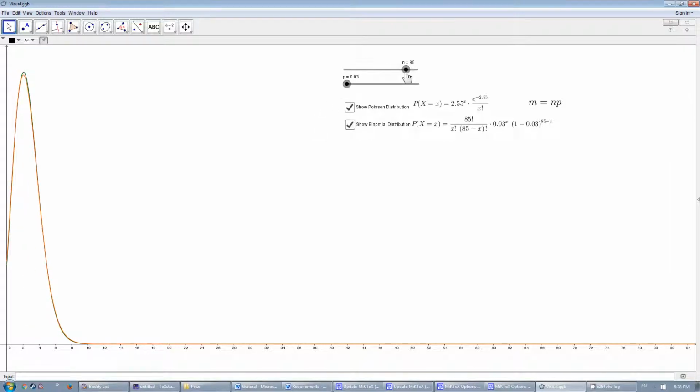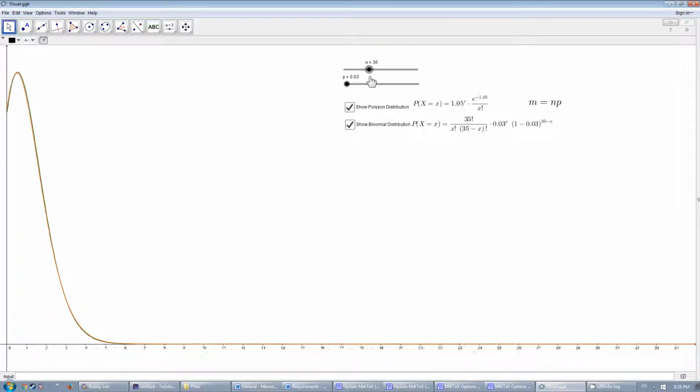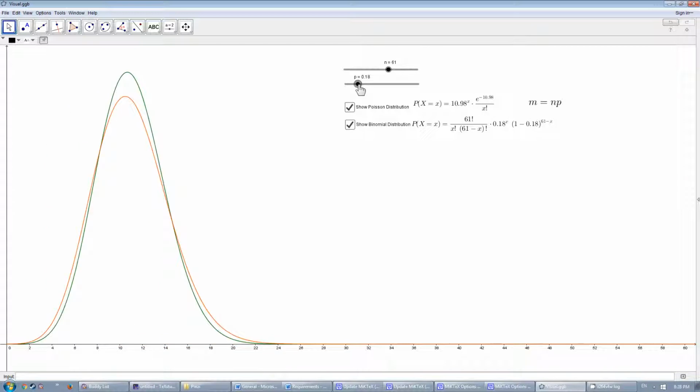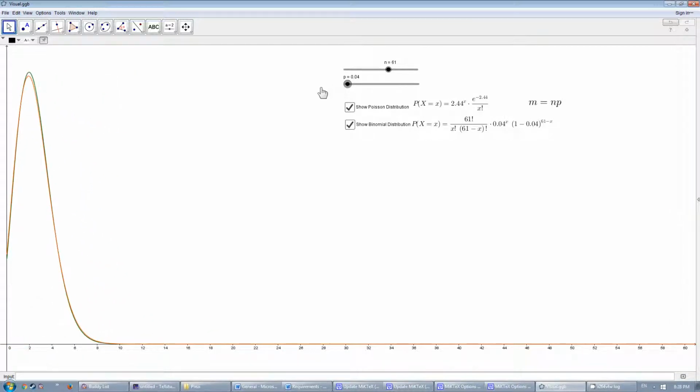As we change n, it still looks about similar. So as we can see, it should approximate the distribution when p is very small. This makes sense as well, since we know for the Poisson distribution, we need the probability of success for a given interval to be very small. So we can approximate the binomial distribution with the Poisson distribution when p is a very small number.